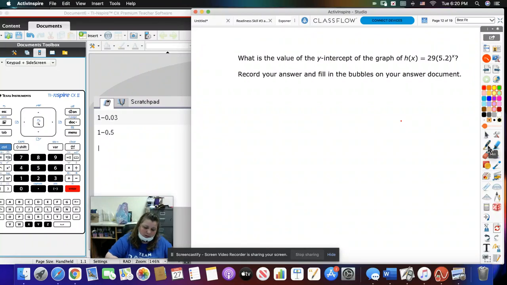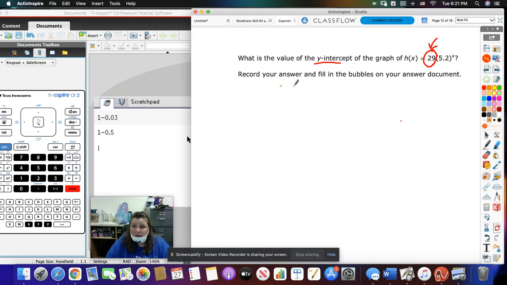Okay, this is example 4. In example 4, we're going to talk about key features. Key features, for example, being the y-intercept. From what we've already studied, we know the number in front is the y-intercept. So it's asking what is the value of the y-intercept. We don't even have to graph this.